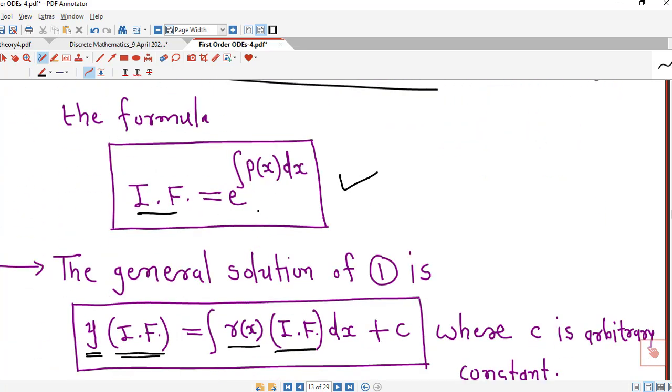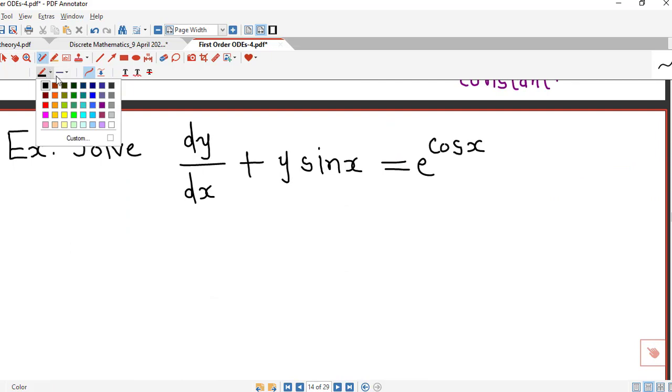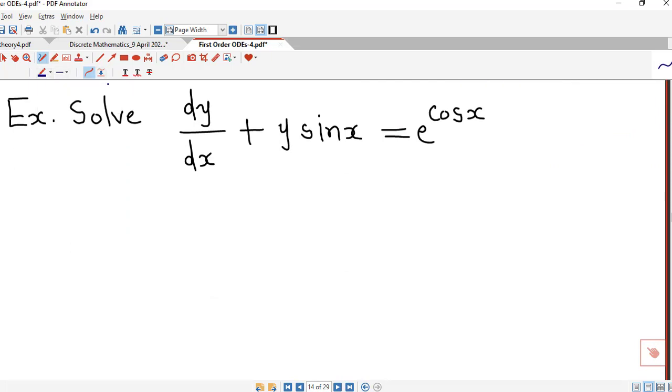Integrating factor is given by e to the power integral of P(x) dx, and the general solution is given by y times integrating factor equal to integral of R(x), that is the right hand side of the given equation, times integrating factor, the integral being with respect to x, plus c, where c is an arbitrary constant. So now we understand how to find the general solution using that formula.